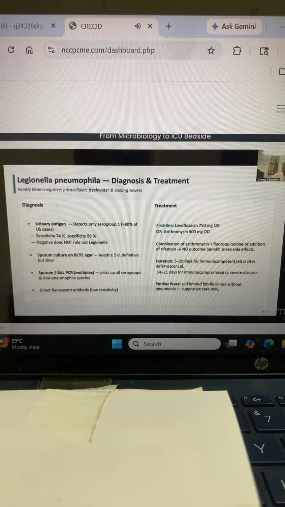Or you can combine, if the person is too sick, the macrolide with the fluoroquinolone. And if you are not there, the rifampicin. But again, the bottom line is all these things are effective, but please rule out tuberculosis. I think in the Indian context, that is important. In immunocompetent patients, more than 5 days after onset, you need to give it for an extended period of time, up to 3 weeks.